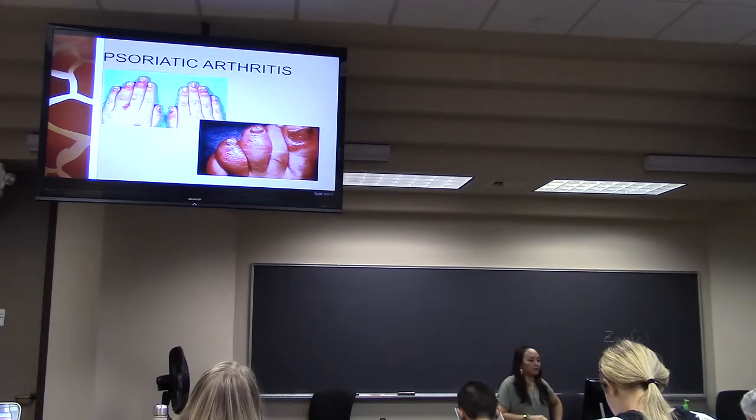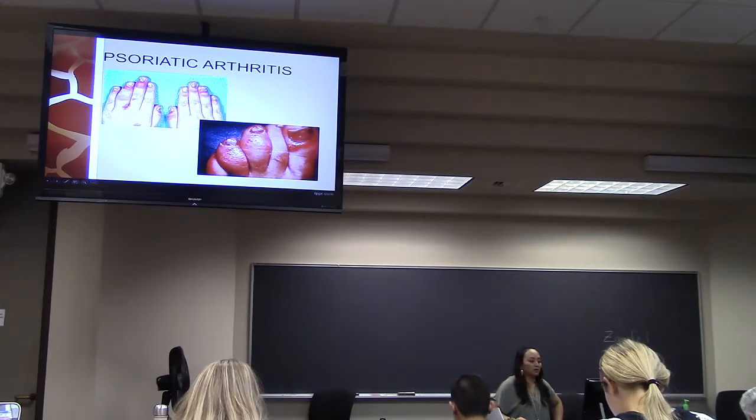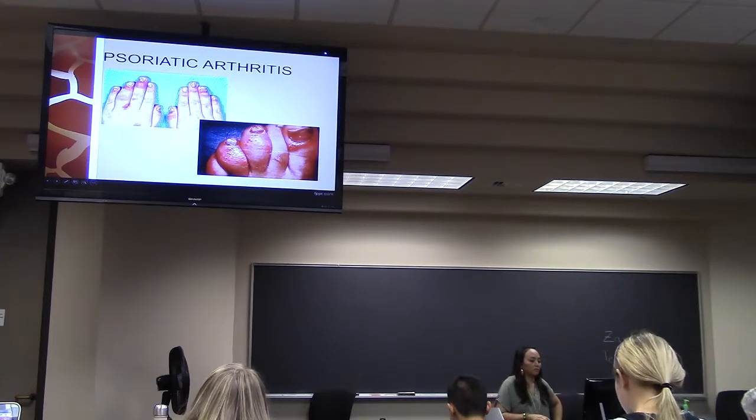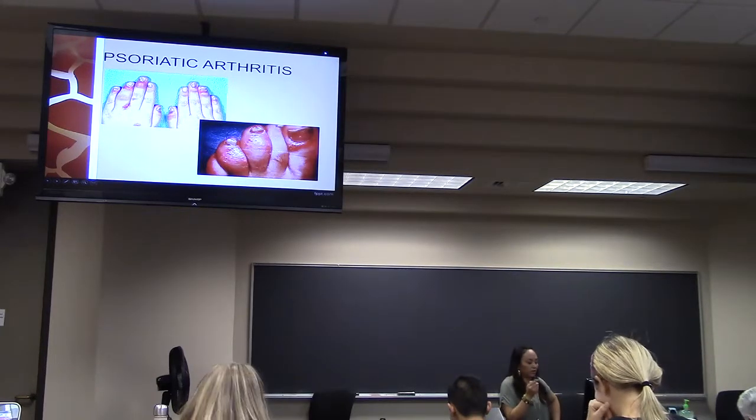So see the little sausage digits. This is its own sausage digit. But you can see they also have it in their nails as well. And this is the little fat toes. So see those, that's what you need to think of, especially with the history of psoriasis.